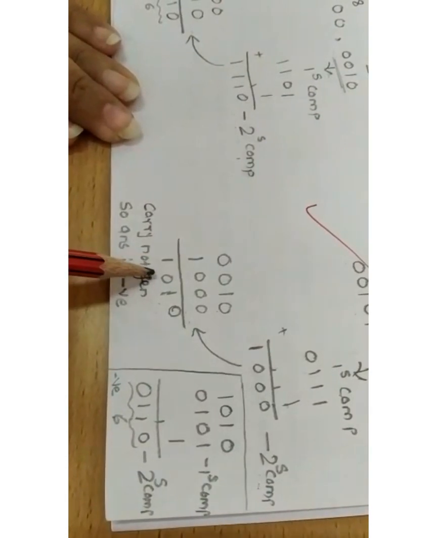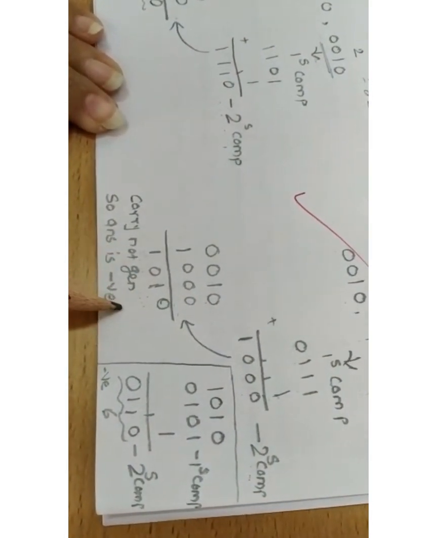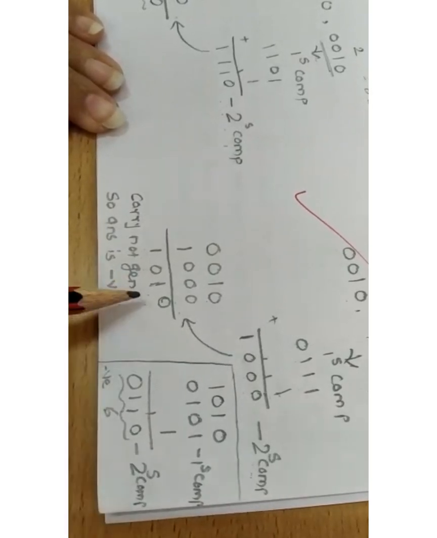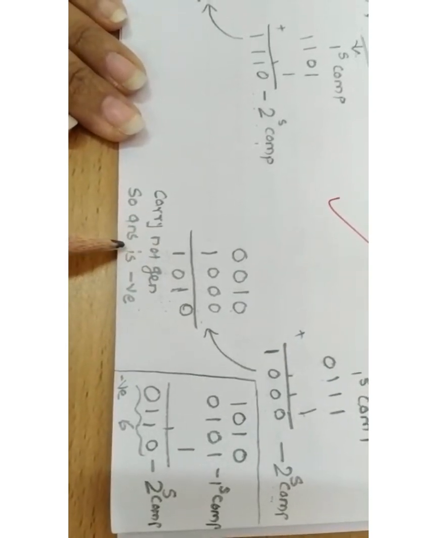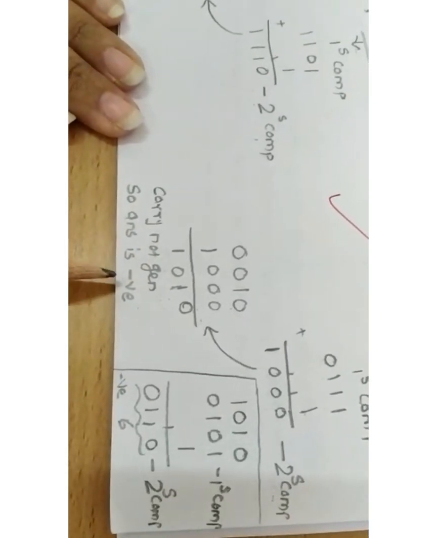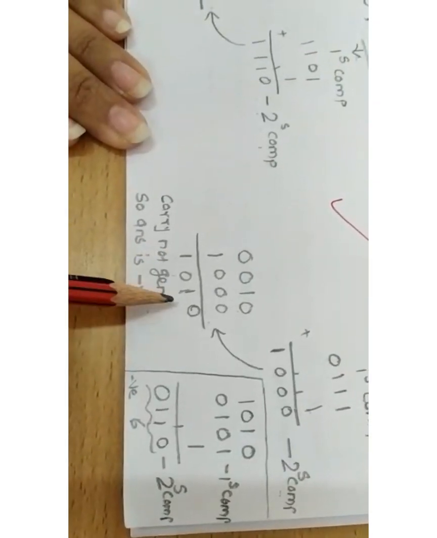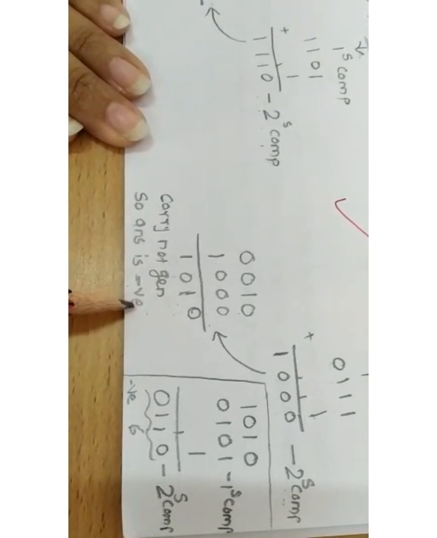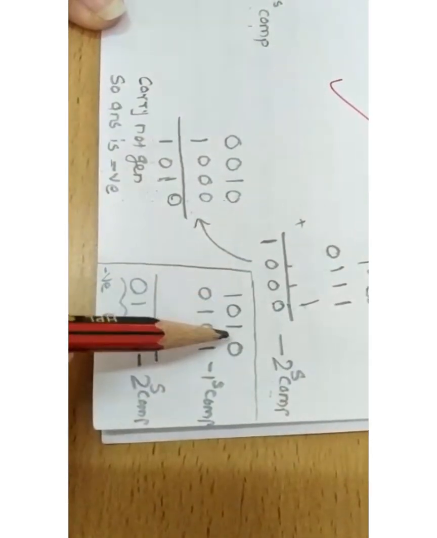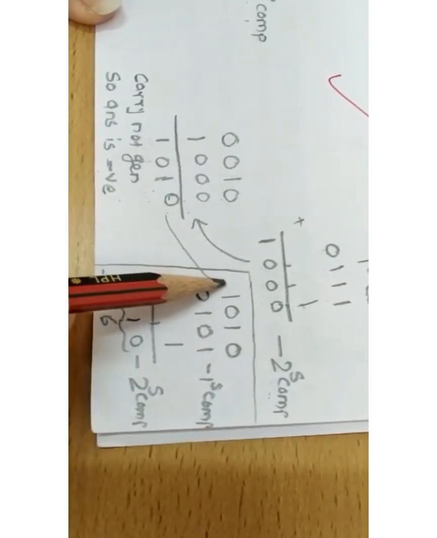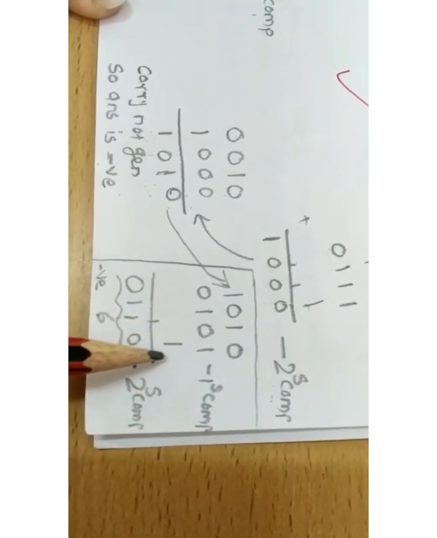But is this a correct output? It is very difficult to identify from 1010. So here the carry is not generated, so we know that our answer is negative, but it's difficult to identify whether this is the correct answer or not. So I am taking again the 2's complement of the same number, 1010. I take the 1's complement of this number, 0101, and I am adding 1.